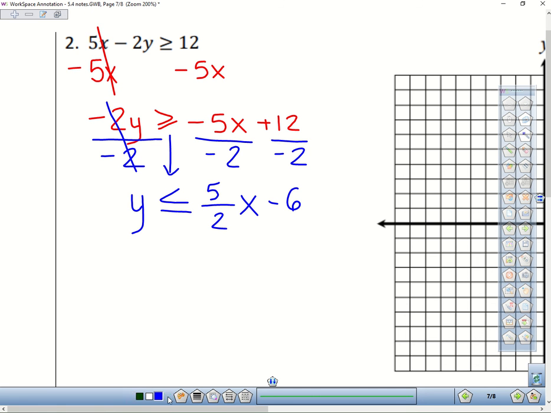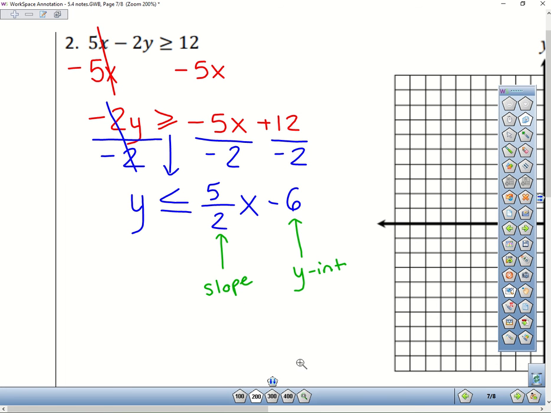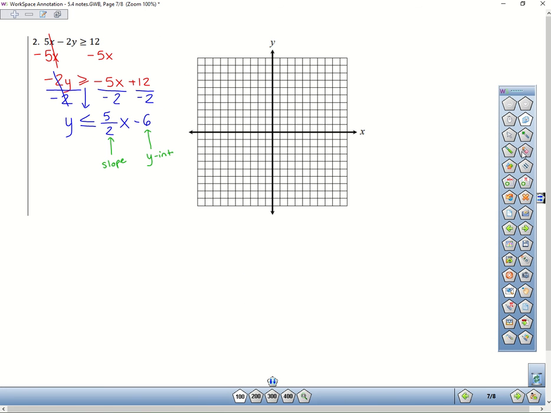So once you have that, this is what we call our y-intercept, and this is our slope. So once we have that, we're ready to graph it. So I zoom out, and I can graph it. You're going to start at your y-intercept, which is -6. You always start on this axis right here, the vertical one.